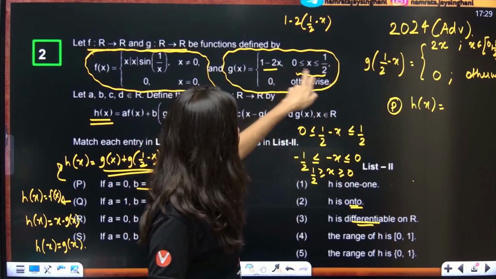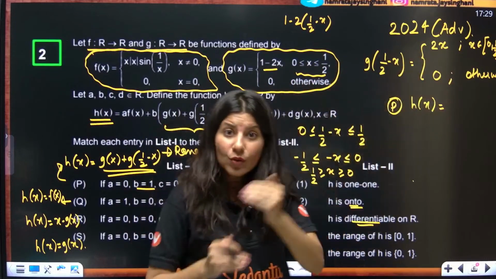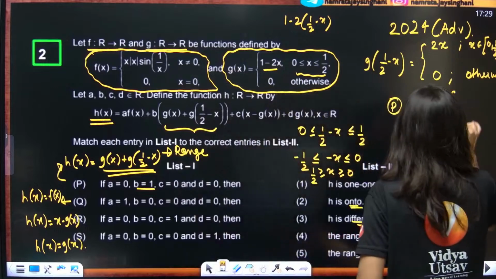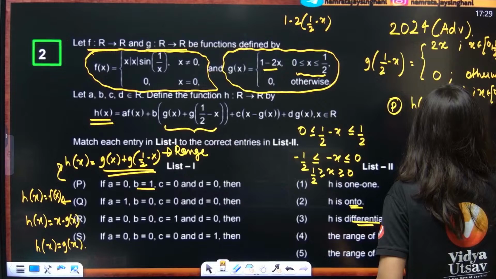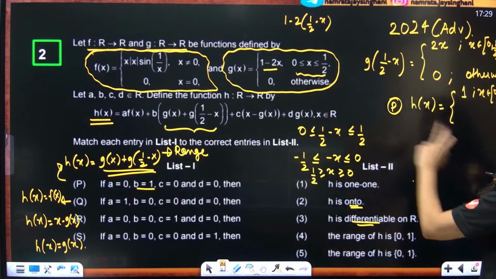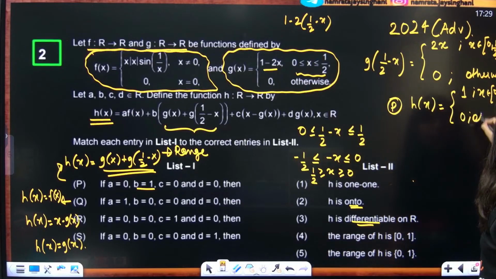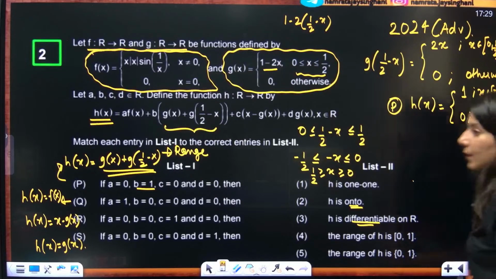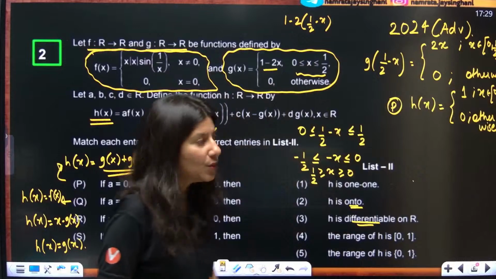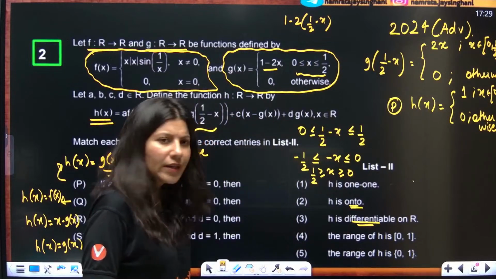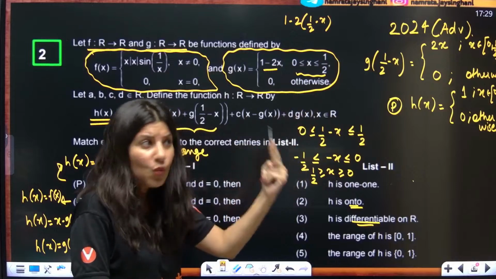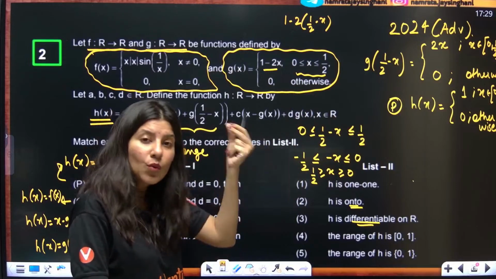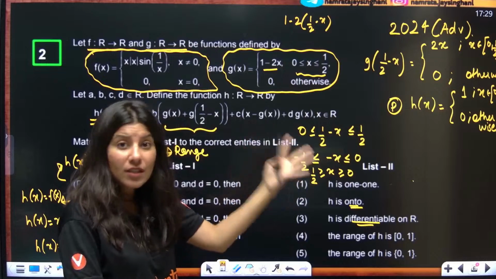So 1 minus 2x and 2x, if you add, you are going to get 1 for x belongs to 0 to half. And otherwise it is 0. Okay, hx is equal to 0 otherwise. All right. Now I can clearly see hx is having only 2 values. Hx is taking only 2 values, either 1 or 0.